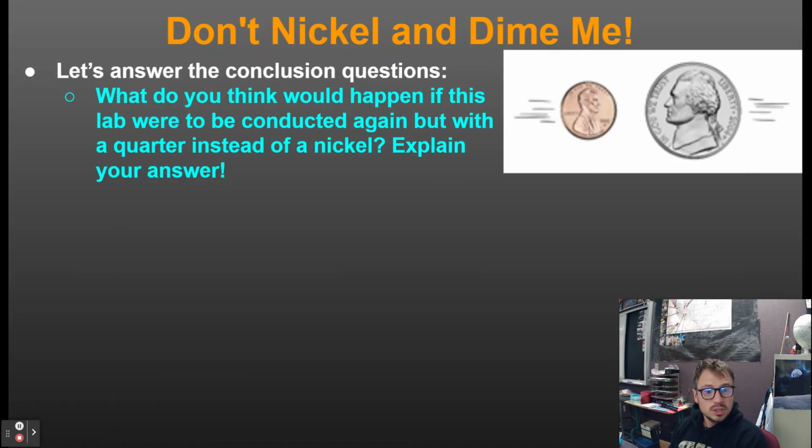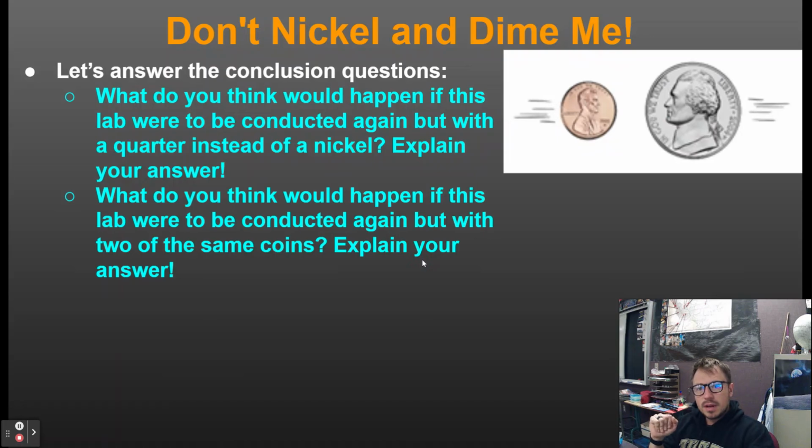So essentially what you're doing is you're adding more mass. So the force when they collide is going to be the same on both objects, but it's going to have even less of an effect on the quarter because it has a much larger mass than the nickel. What do you think would happen if we were to conduct it again, but with two of the same coins?